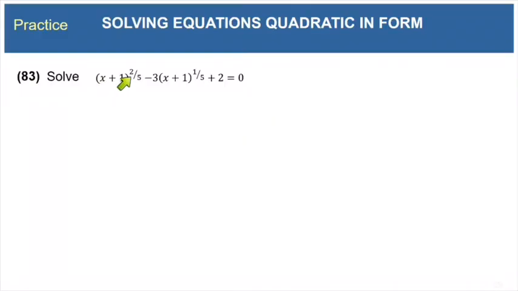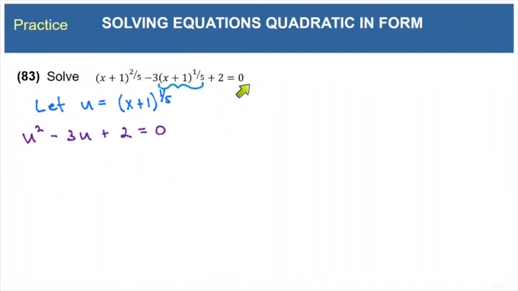So we have (x+1) to the 2/5 power minus 3 times (x+1) to the 1/5 power plus 2 equals 0. Notice that the exponent on the leading expression is twice as much as the exponent on the middle term. So that's our clue that we can make a u substitution here. So we always let u equal the variable expression from the middle term. So it's going to be u equals (x+1) to the 1/5 power. If this is u, then that makes this leading expression u squared. So now I'm going to write u squared minus 3 times u plus 2 equals 0.